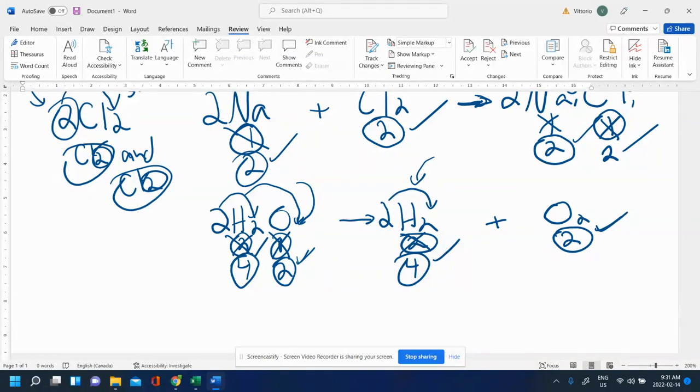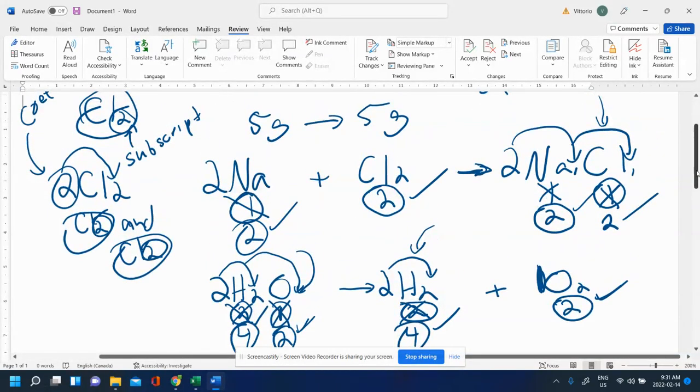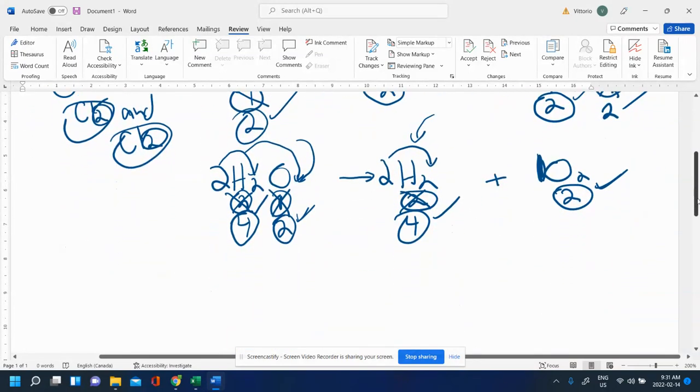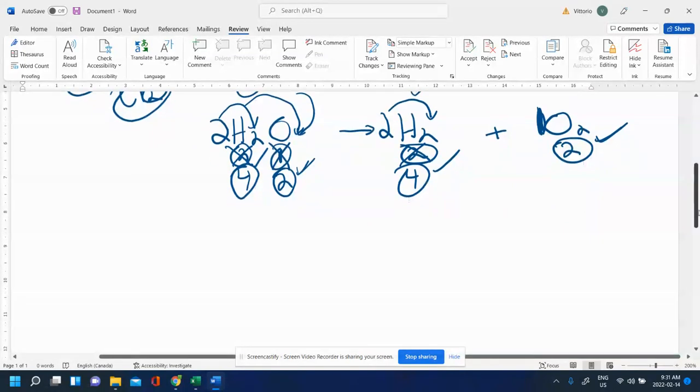If you don't end up putting a coefficient, I usually tell my students to put a 1 there just to show that you're done balancing, because sometimes you forget. So put a 1 wherever you don't put a coefficient, because it was a 1 to begin with. It's just implied. We don't have to write it out.